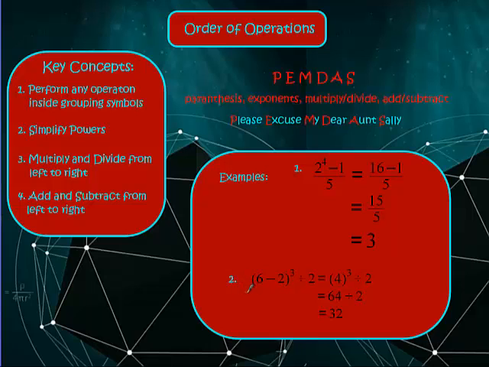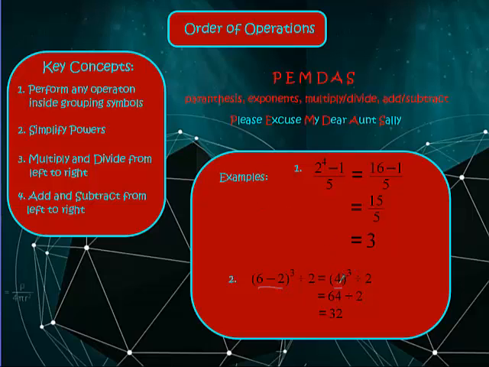Let's look at number 2. 6 minus 2 in parentheses, all to the 3rd power divided by 2. Alright, so again, the key concept here, number 1, perform any operation inside of grouping symbols. So I'm going to take care of this first, this 6 minus 2. If you notice over here, that 6 minus 2 has now become a 4. 4 to the 3rd power divided by 2. That's the only thing I've changed, one step at a time here.